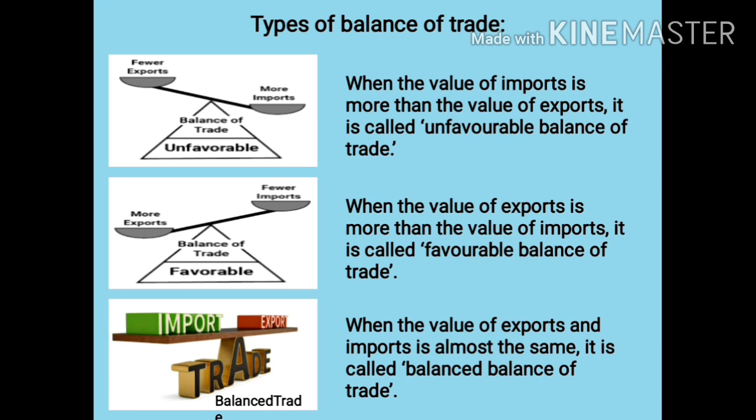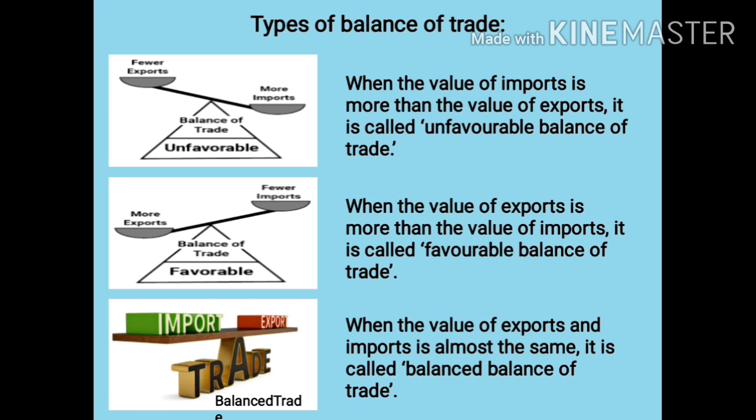Second one is favorable balance of trade. When the value of exports is more than the value of imports, it is called favorable balance of trade. So the favorable balance of trade is a positive situation where a country exports more goods and services than it imports. It is an economic term that refers to the existence of a trade surplus. So you have seen that in the unfavorable balance of trade, it was a trade deficit. But in the case of a favorable balance of trade, it is a trade surplus.